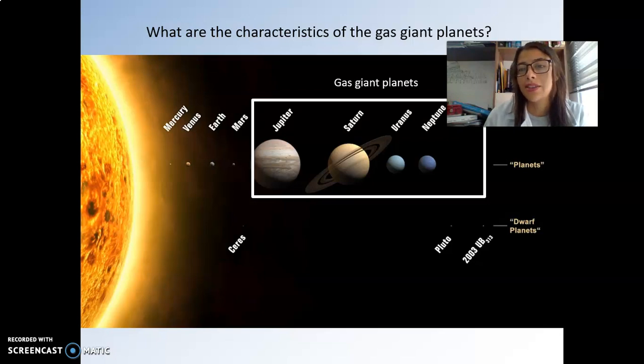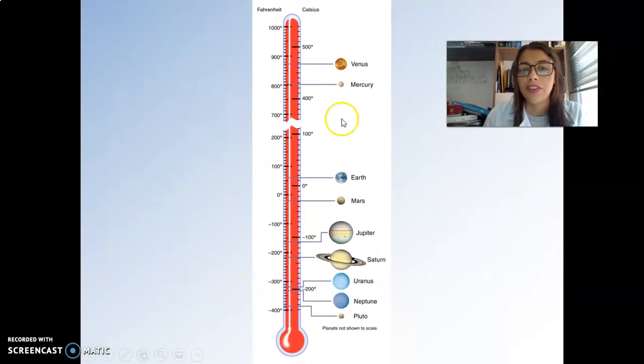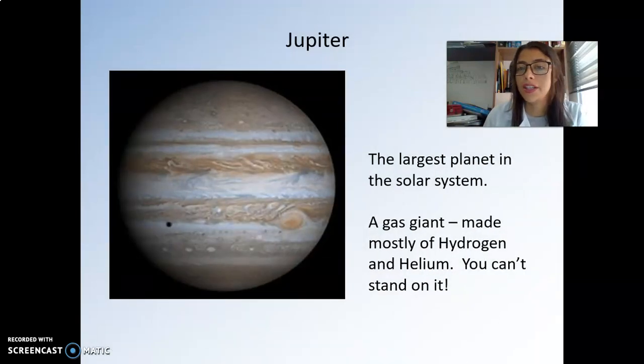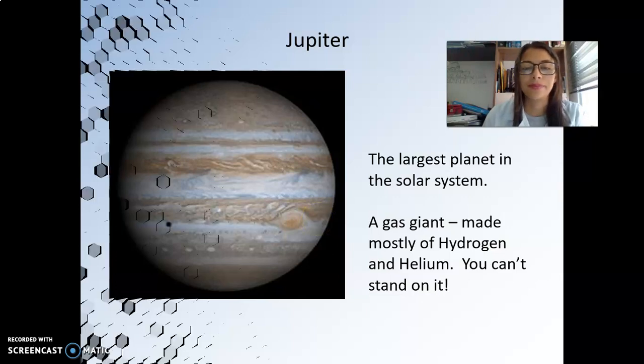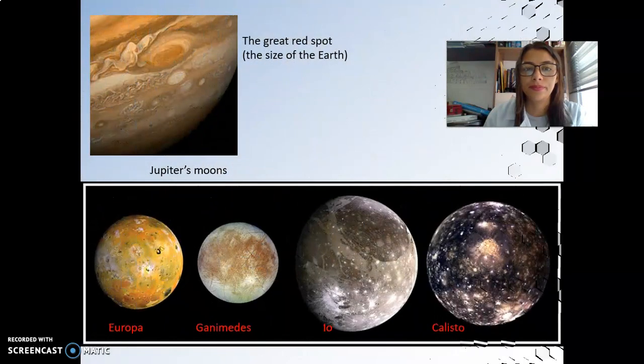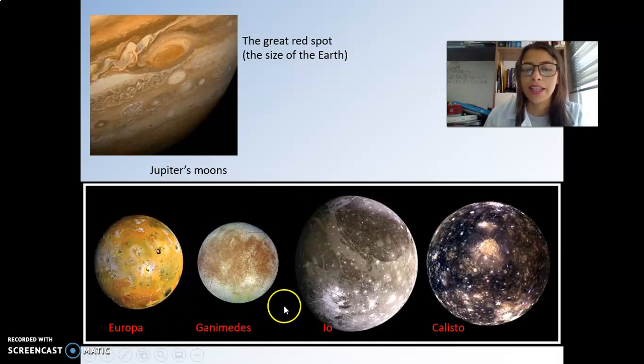What are the characteristics of the giant planets? If you see the thermometer, the giant planets are pretty cold, under 0 Celsius degrees. The first one is Jupiter, the largest planet in the solar system. It's a gas giant made mostly of hydrogen and helium. It has 4 moons: Europa, Ganymede, Io, and Callisto.